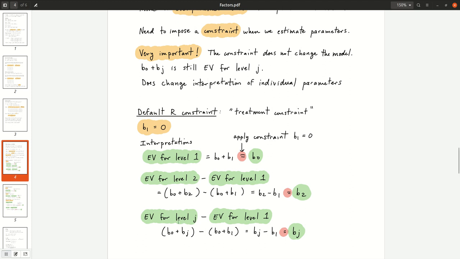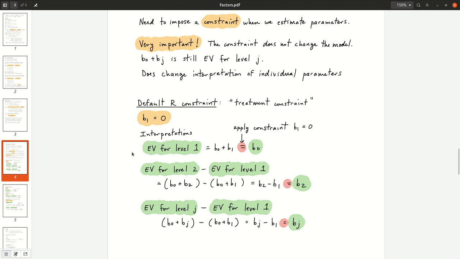Okay, now in general, for the lowercase jth level, the way we isolate B(j) is expected value level j minus expected value level 1. So we're always going to be subtracting off level 1. This is B0 plus B(j) minus B0 plus B1. The B0s cancel, you get B(j) minus B1, and applying the constraint, we get B(j). So this means we can interpret B(j) as the difference between the expected value in level j and the expected value for level 1.